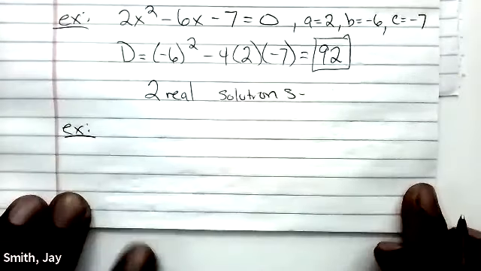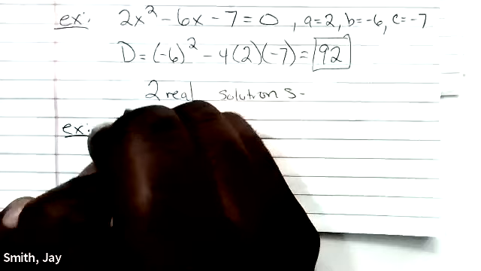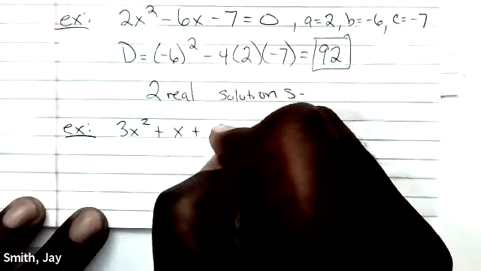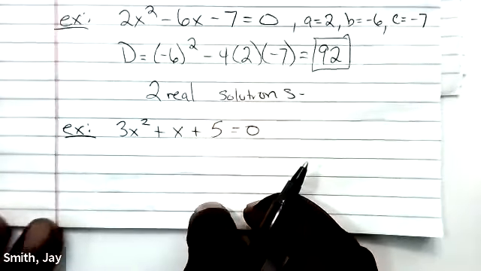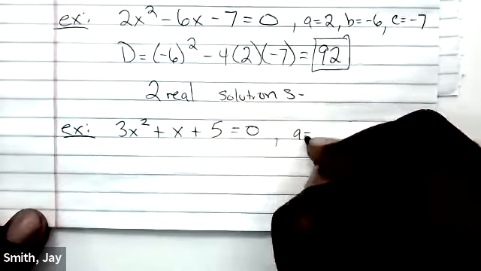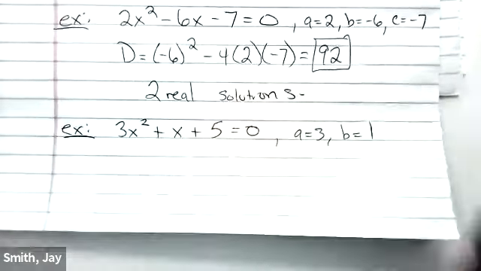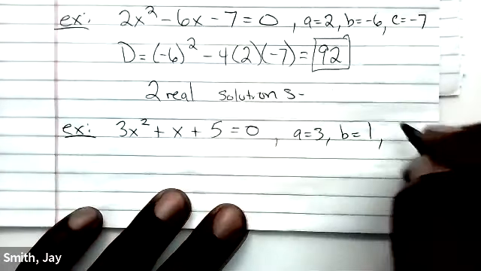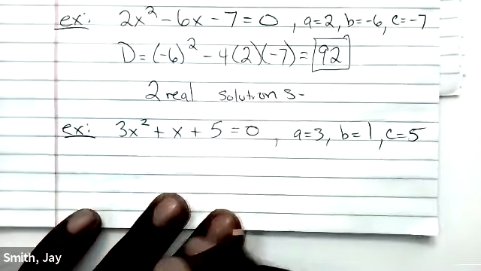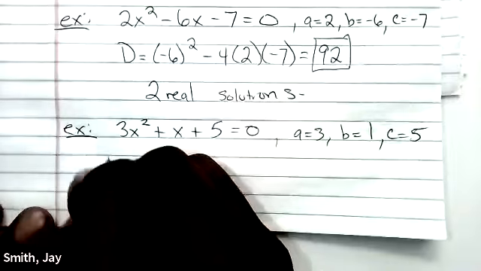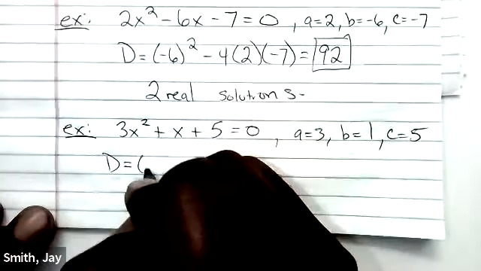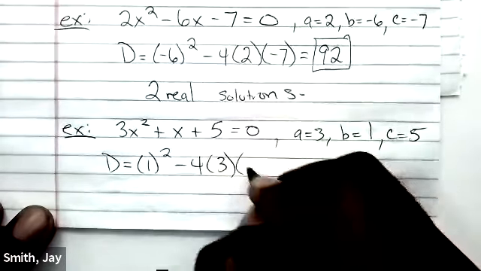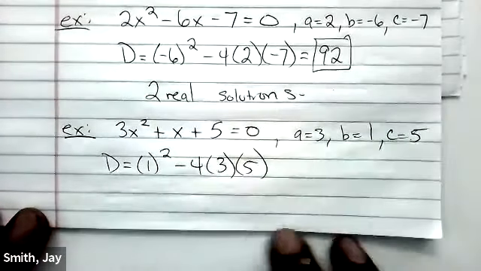The last example for this one, given the quadratic 3x squared plus x plus 5 is equal to 0. Here my A is 3, B is 1. Sorry about that. And C is 5. Still using our discriminant, which is B squared, or in this case, 1 squared, minus 4 times A, which is 3, times C, which is 5.